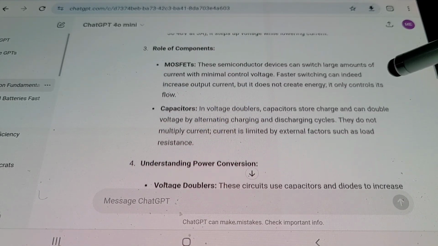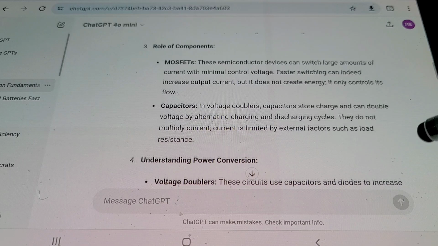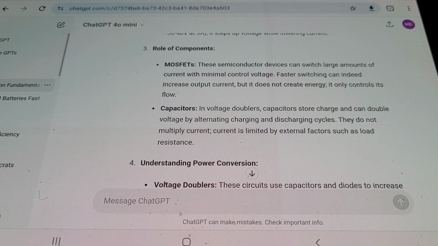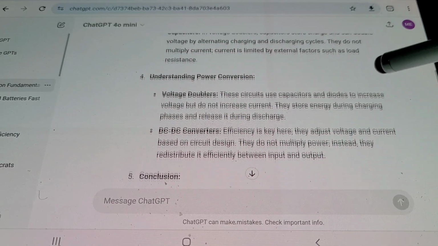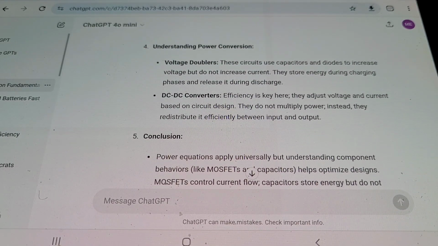3. Role of components. MOSFETs. These semiconductor devices can switch large amounts of current with minimal control voltage. Faster switching can indeed increase output current, but it does not create energy, it only controls its flow. Capacitors. In voltage doublers, capacitors store charge and can double voltage by alternating charging and discharging cycles. They do not multiply current. Current is limited by external factors such as load resistance. 4. Understanding power conversion. Voltage doublers. These circuits use capacitors and diodes to increase voltage but do not increase current. They store energy during charging phases and release it during discharge.